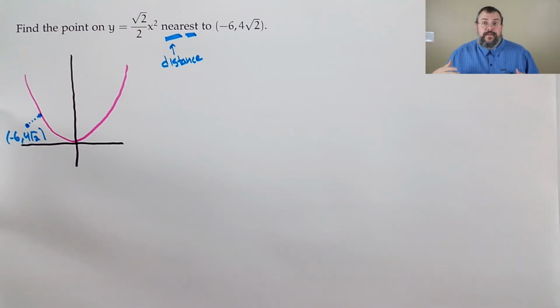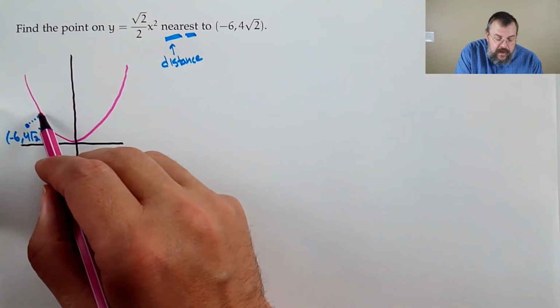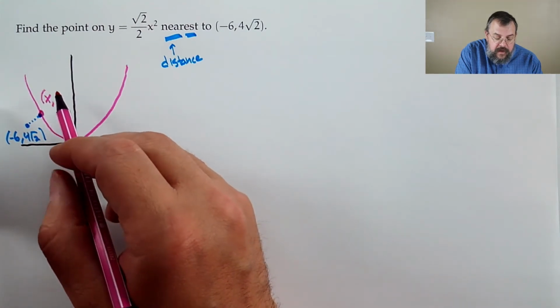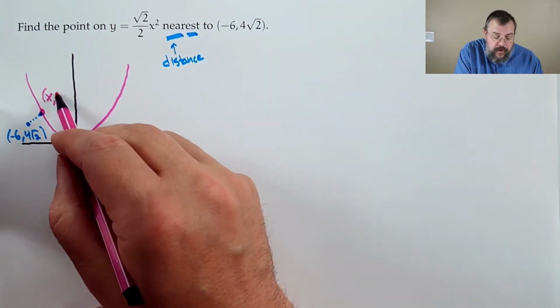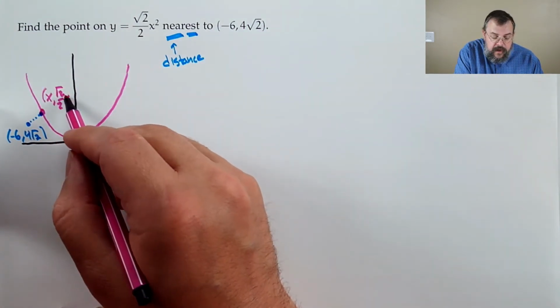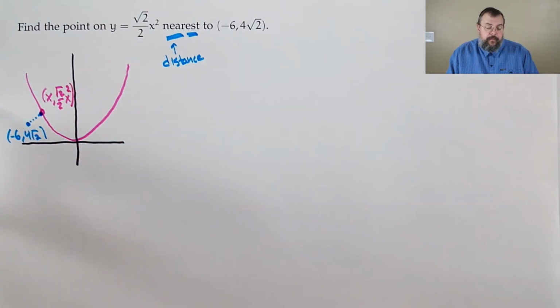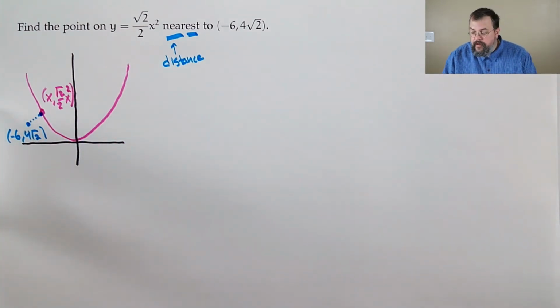So the first thing we should do is start setting up our function. In some sense, we have a pretty good start. We know what we're looking for. We know it's the distance. One point is minus 6, 4 root 2. The other point would be some x to be determined. And the y, well, we're on this curve, so the y value is root 2 over 2 x squared. All right? So now we say, great, let's just find the distance between those points and see what happens.